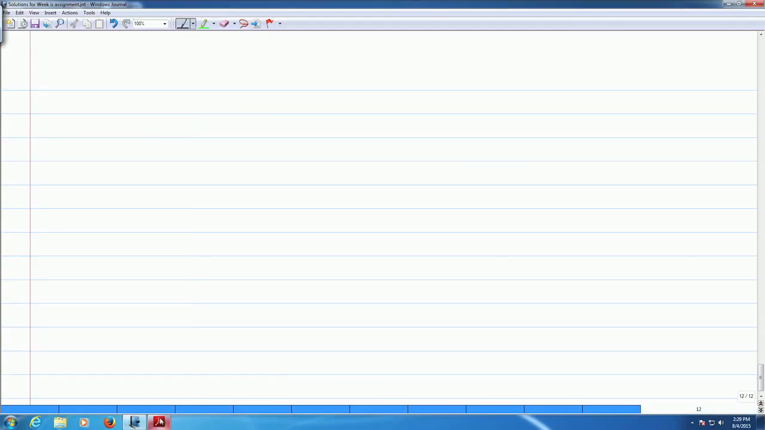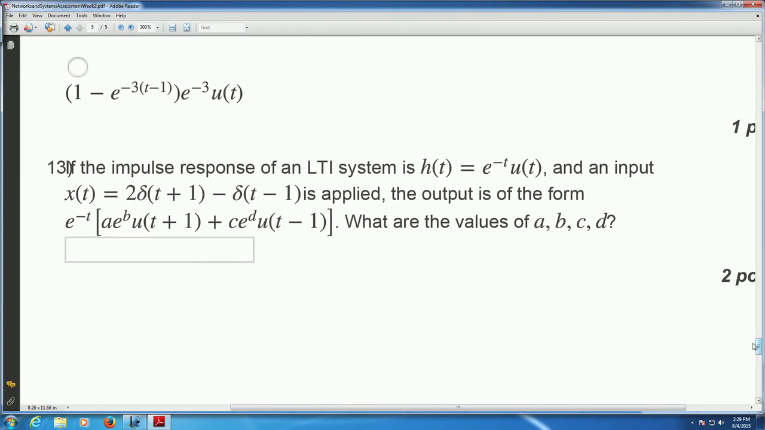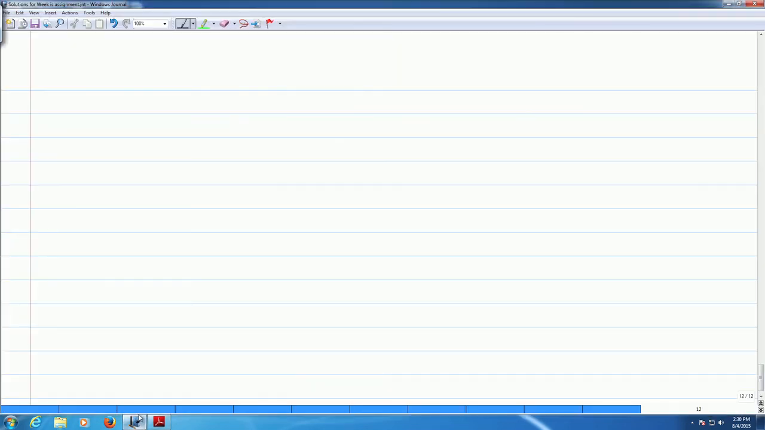Okay. Finally, we are at the last problem of this assignment. Once again, it's an evaluation of a convolution, but in this case the convolution evaluation is quite simple. You can use some properties. It says here the impulse response of an LTI system is given to be e power minus t u of t, and the input is actually a sum of deltas, 2 times delta t plus 1 minus delta of t minus 1. What is the output? Okay, and it's given in a certain form, and you have to find the constants a, b, c, d. Okay. So, let's write that down.